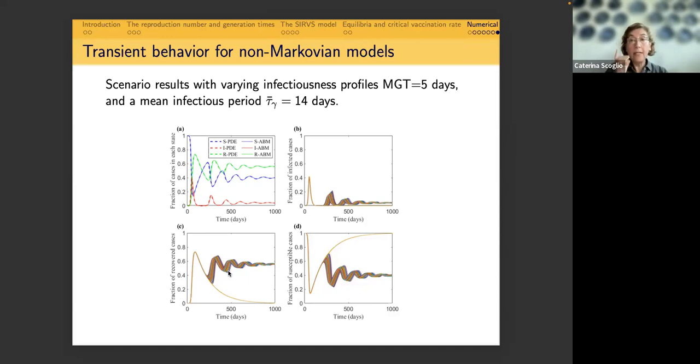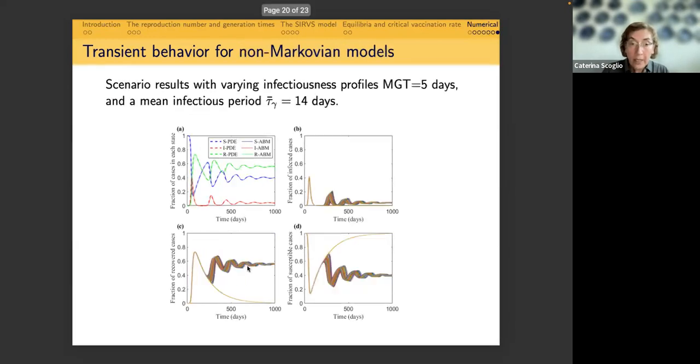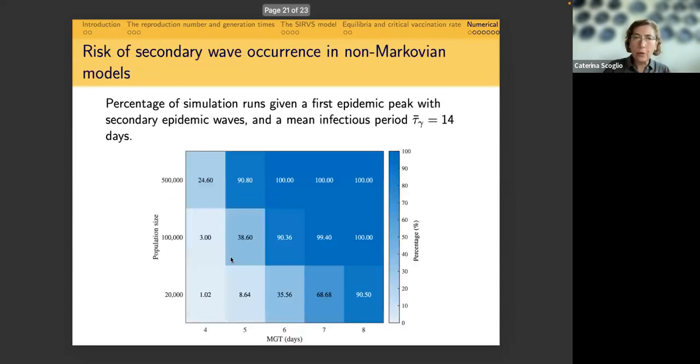And we see another very interesting phenomenon that we don't see in this one here. Look at this point. In this case, we have some simulations that after a first peak die out. So some of the runs of the ABM simulations will not produce a secondary peak, but the majority in this case will produce a secondary peak. So we wanted to understand this point more.